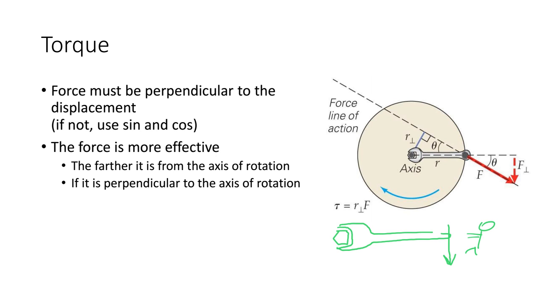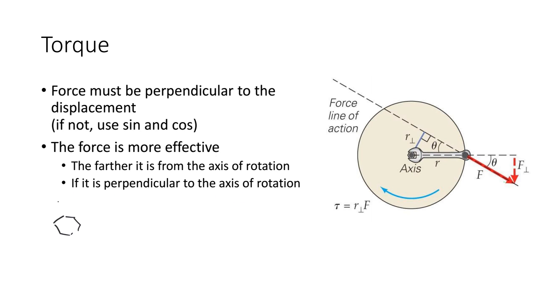In this example up here, you can see that the person is applying a force downwards and at an angle, and that component of the force isn't going to cause it to rotate. Only this component will, which is why you would have to use sine and cosine if the force is not perpendicular to your displacement. This force is going to be more effective the farther it is from the axis of rotation and if it's perpendicular to the axis of rotation.